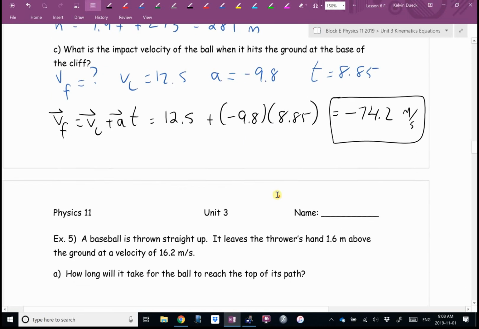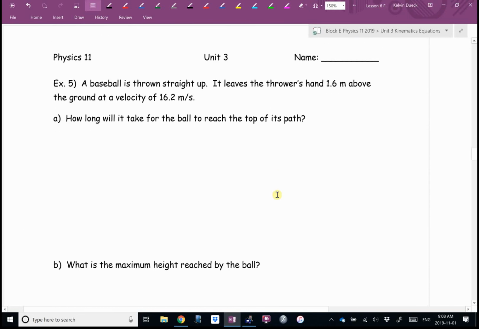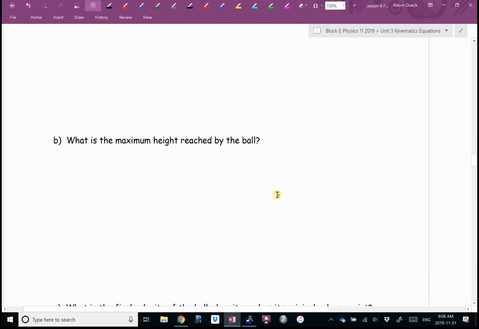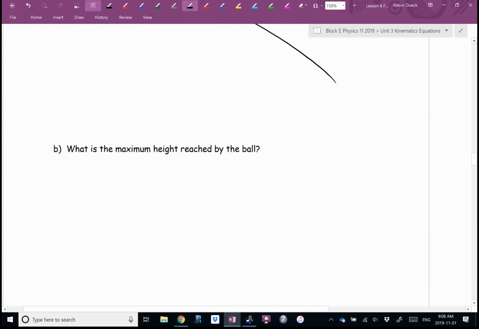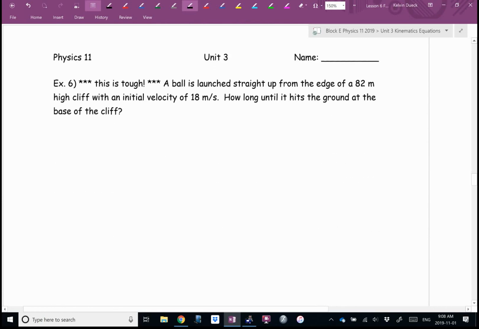Good yawn, Quinn? Okay. Skip the baseball question because I saw Quinn yawning. We'll finish with example 6. Example 6 is tough. I like example 6. In fact, example 6 becomes very important in physics 12. So I'm setting the seed here.